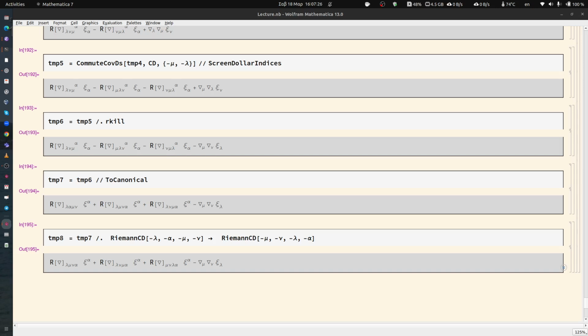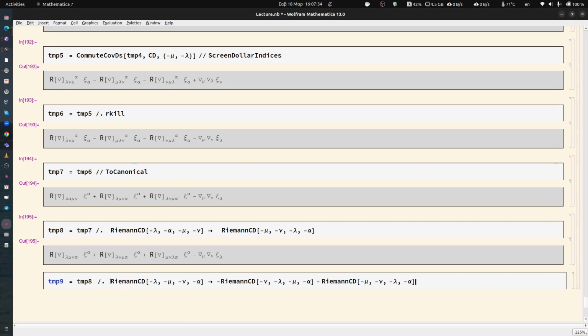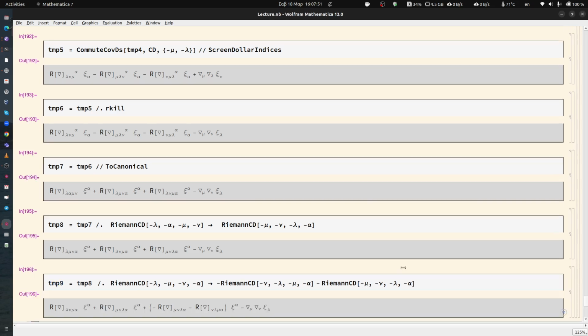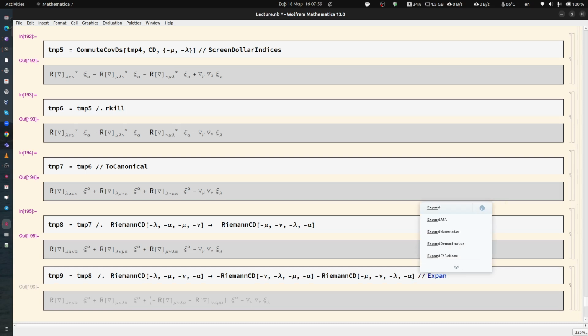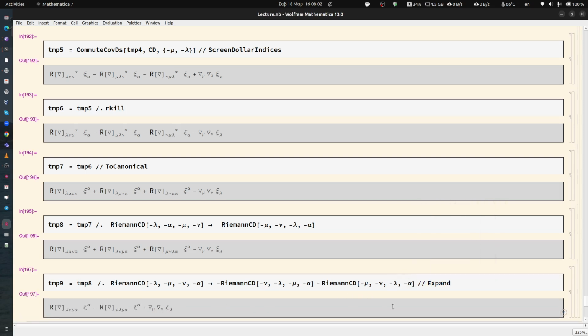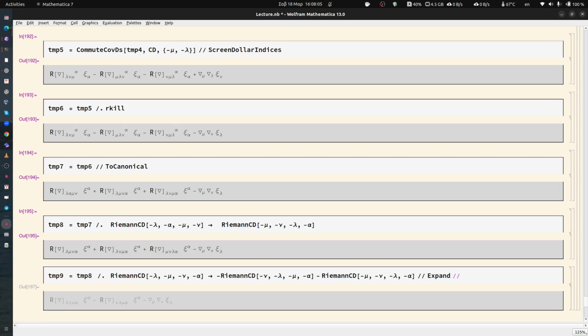And then I will apply the first Bianchi identity by hand by making this substitution here. So I'm taking R lambda mu nu alpha and replace it by minus R nu lambda mu alpha minus R mu nu lambda alpha. And then I will expand. And then to canonical.